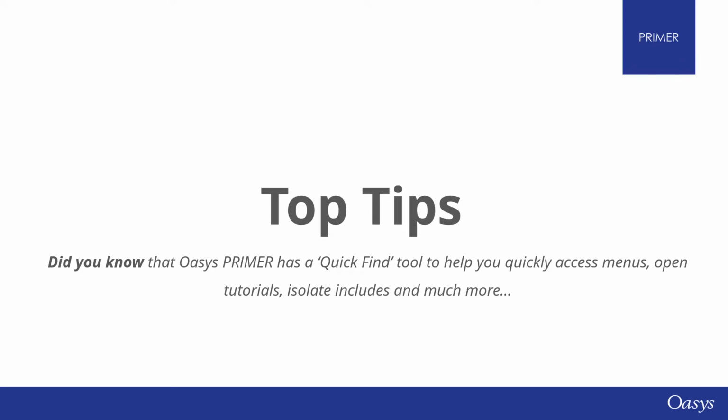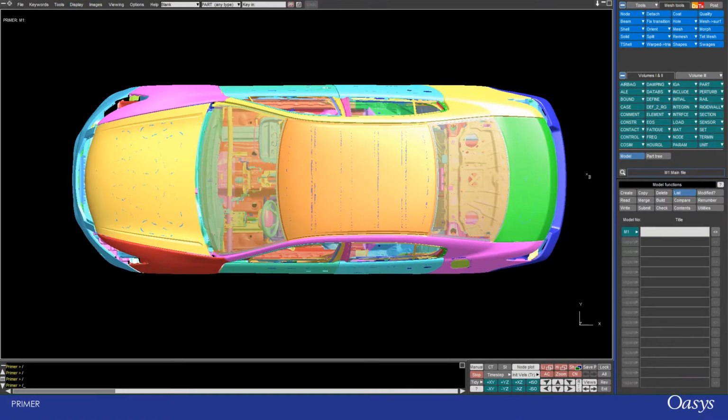Did you know that Oasys Primer has a quick find tool to help you quickly access menus, open tutorials, isolate includes, and much more? Today I'm going to show you how to make use of the quick find tool which is built into Oasys Primer.